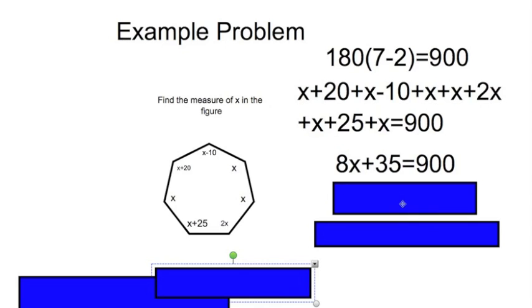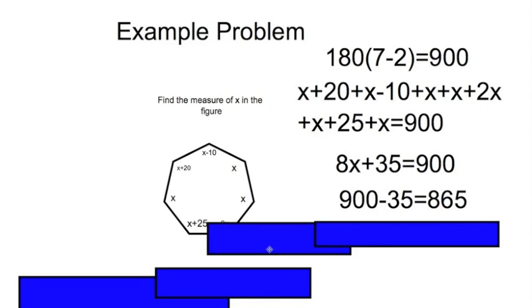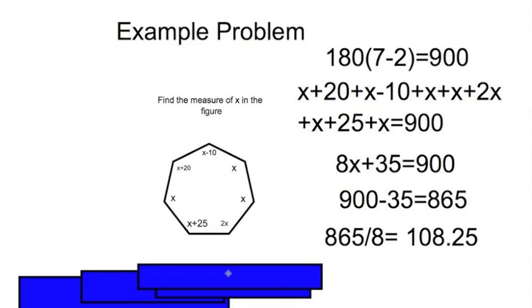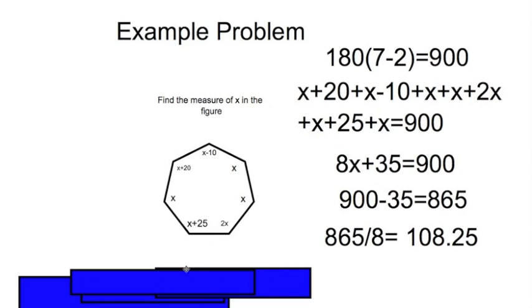Next up is all the fun, easy stuff. So now we subtract 35 from 900, which is 865, and divide that by 8. Now that is 108.25. This is actually the correct answer. Don't worry though, most of the problems you have to solve equal a whole number.